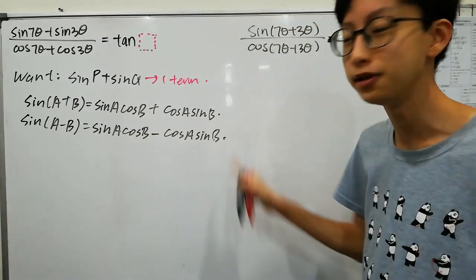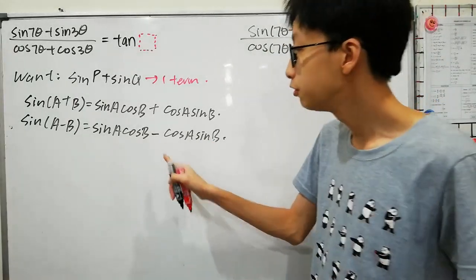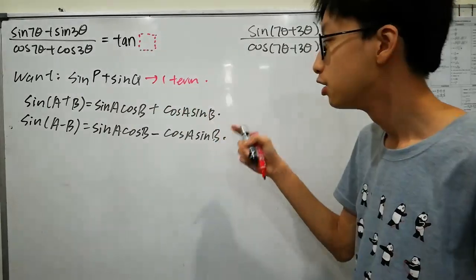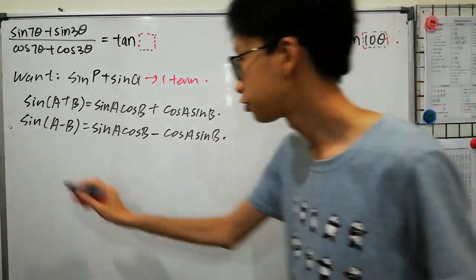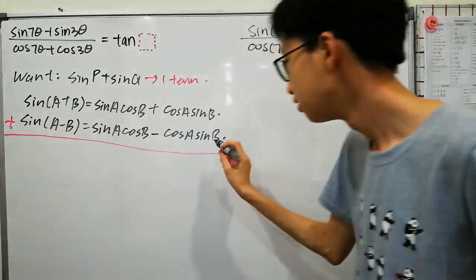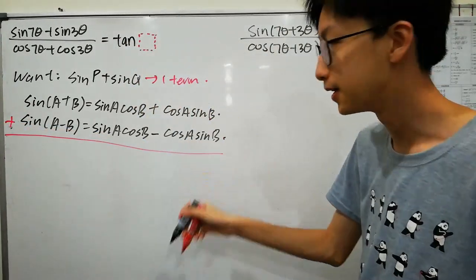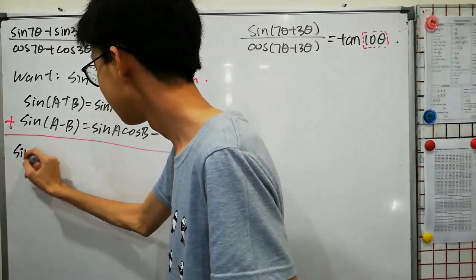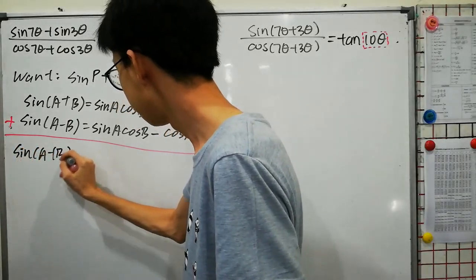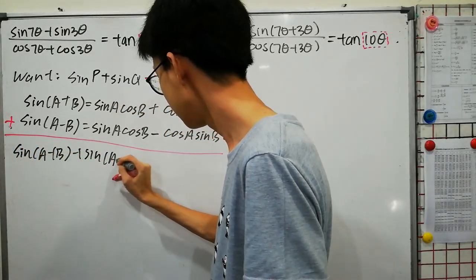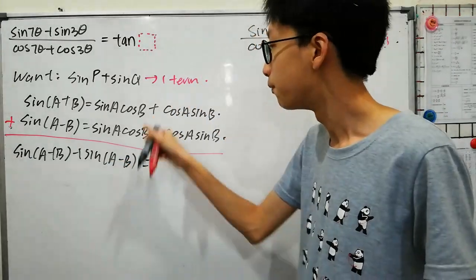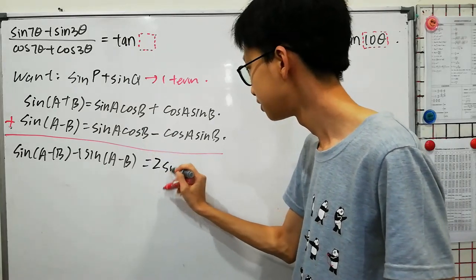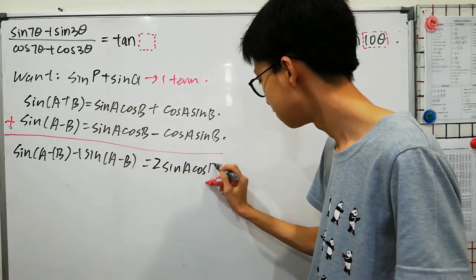And now we have two equations. Because we want to make it into one term on the right-hand side, we need to get rid of either one of them. First, we will add the two of them together so that this and this will cancel. Okay, we have sine (A plus B) plus sine (A minus B) on the left-hand side. On the right-hand side, the two of them are the same. 1 plus 1 is 2 sine A cos B.